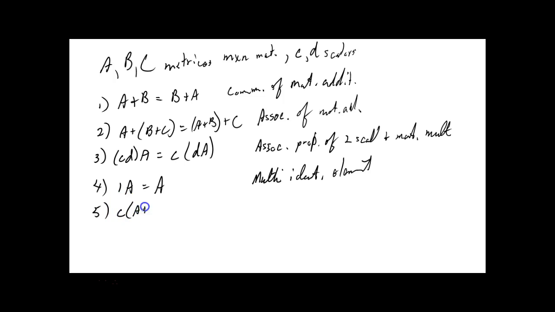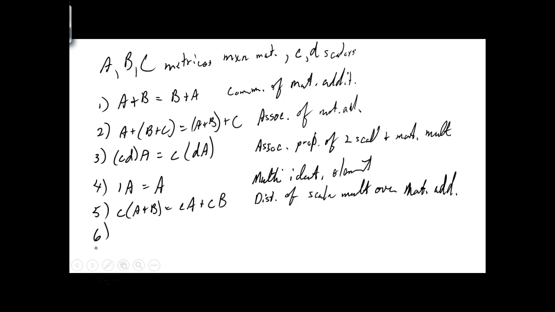Okay? Number 5. C times A plus B. Sure, you probably can guess what this is. That's CA plus CB. And that's a form of distributive property. And they just leave it like that, distributive property. But I like to say distributive property of scalar multiplication over matrix addition. Okay, a little more specific.